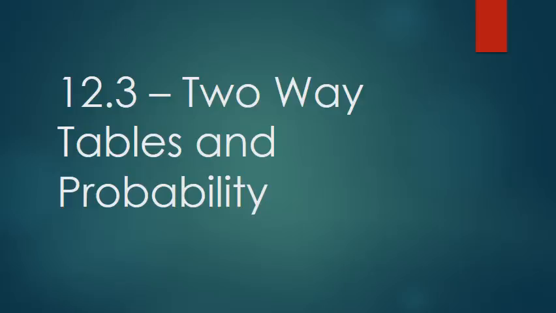Okay, 12.3 has to do with two-way tables and probability. Now, two-way tables are just a fancy way of talking about tables that have columns and rows. They're pretty straightforward. You've probably seen data organized in two-way tables before if you've ever used Excel. If not, it'll come fairly quickly.